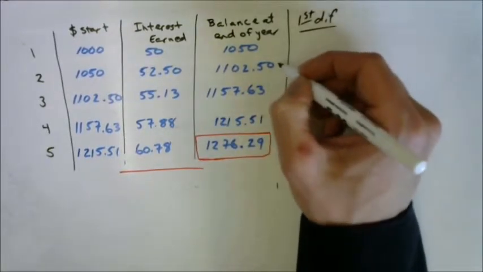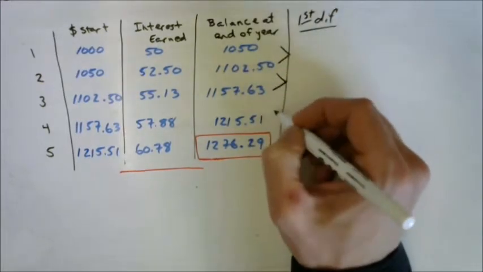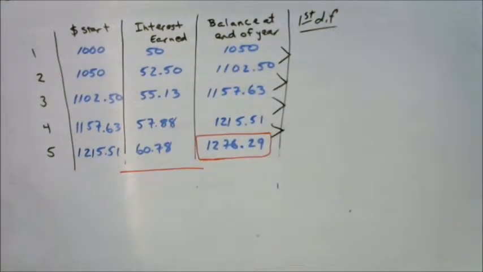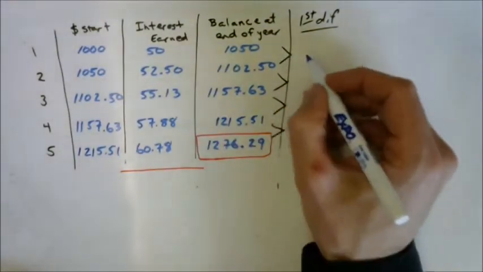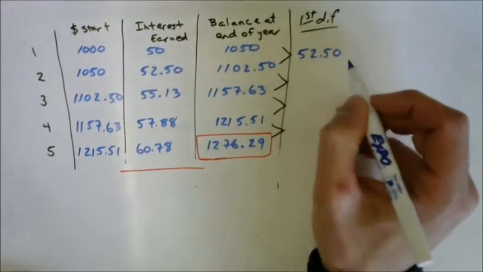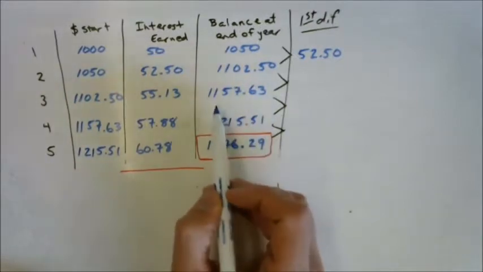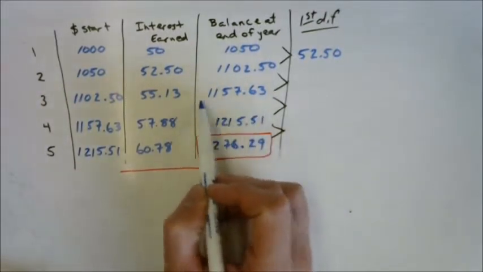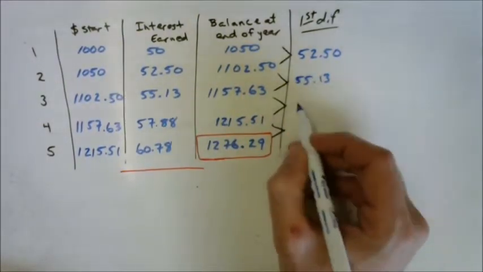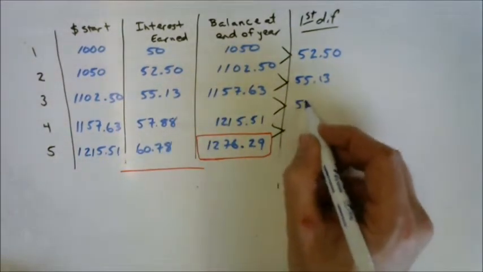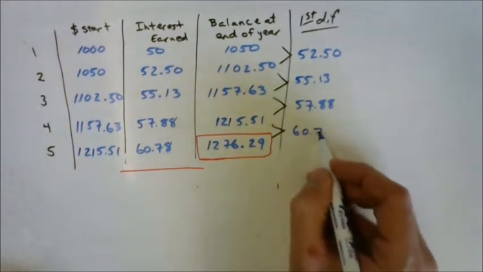So we can find the first difference by taking 1102.50 and subtracting 1050. And same there, same there, same there. What you're going to find out is it actually corresponds directly to the amount of interest that was earned that year. If you take 55.13 and add it to 1102.50, you're going to get 1157.63. So obviously the difference between these two is 55.13. The difference between these two is 57.88. The difference between these two is 60.78.